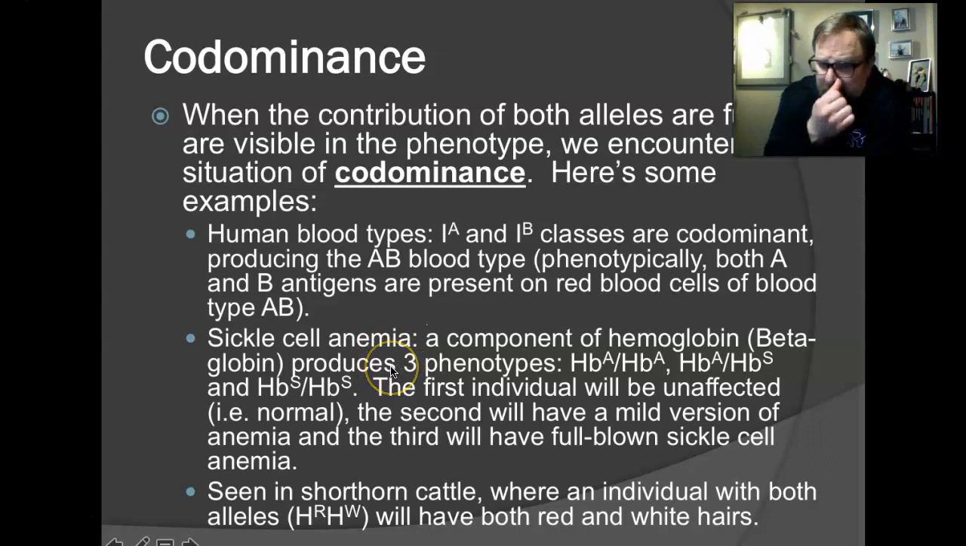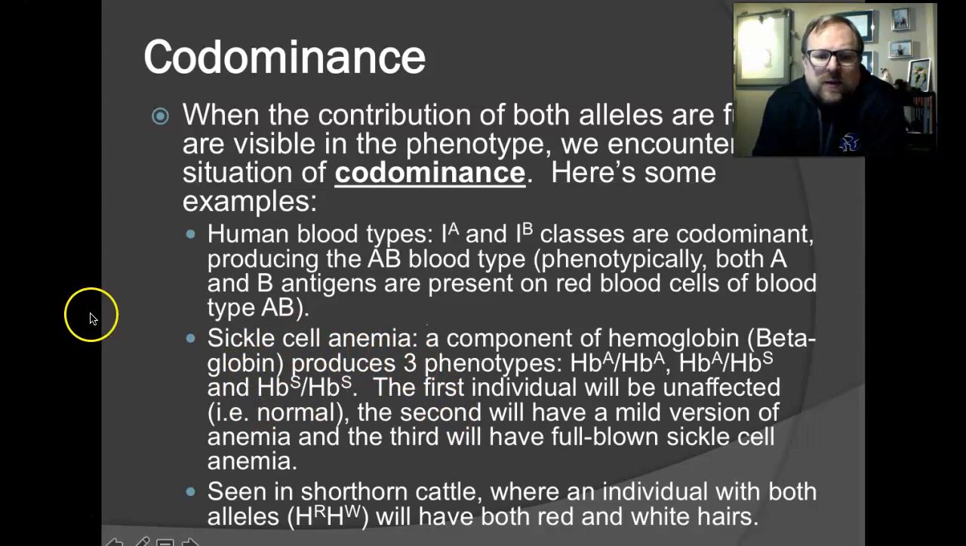In sickle cell anemia, a component of hemoglobin called beta globin produces three phenotypes. It produces HB for hemoglobin: this possibility, which is homozygous for A, this possibility, which is heterozygous, and this possibility, which is homozygous for S. The first individual is unaffected by sickle cell anemia. Okay, so they'll be normal, like most of us, like you and I.